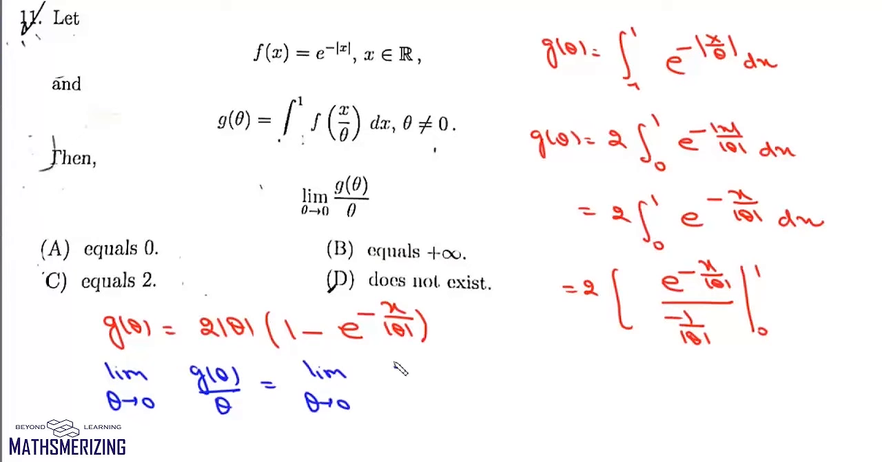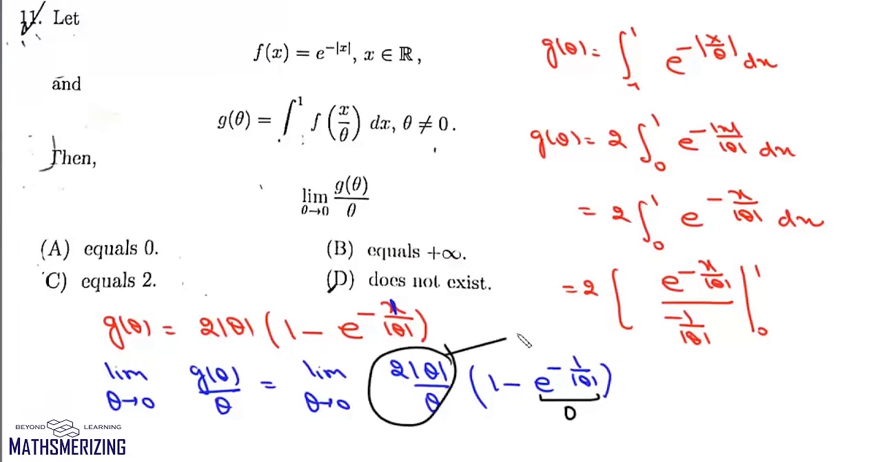1 minus e to the power minus 1 upon mod theta. Now whether we take theta positive or theta negative, it will be e to the power minus infinite, and this will always be 0 for both left hand limit and right hand limit. Whereas this expression will be minus 2 in the case of left hand limit, and plus 2 in the case of right hand limit. That means this limit does not exist, and that's your option D.